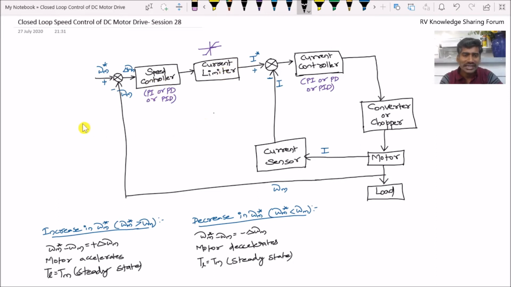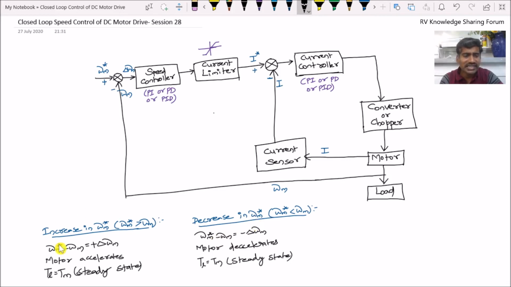Now let us discuss how this speed control is achieved by means of this closed loop speed control scheme. Here omega m star represents the reference speed command, and omega m represents the actual speed of the motor. Let us consider two cases: when there is an increase in omega m star, the reference speed command, and when there is a decrease in omega m star, so that it will be easy to understand.